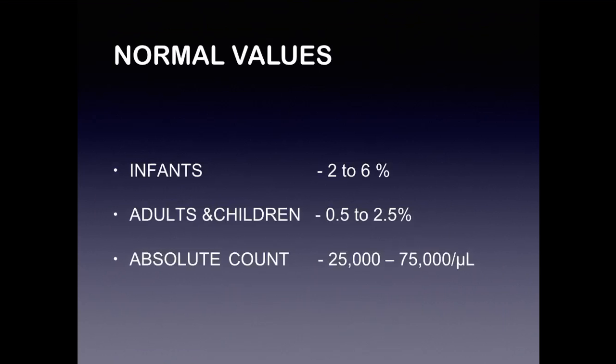The normal values for reticulocytes are 2 to 6% in infants, and 0.5 to 2.5% in adults and children, and the absolute count of reticulocytes is in the range of 25,000 to 75,000 per microliter. So with this, I'll be completing the blood cell counts, which include the total leukocyte count, RBC count, platelet count, and reticulocyte count. Apart from that, we have also covered the red cell indices, which include MCV, MCH, and MCHC.